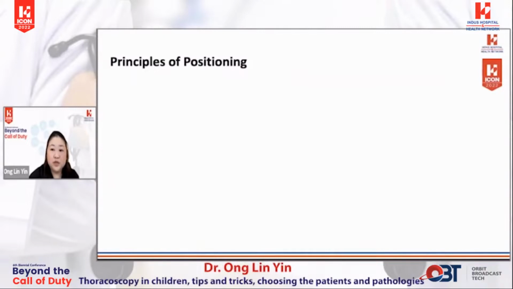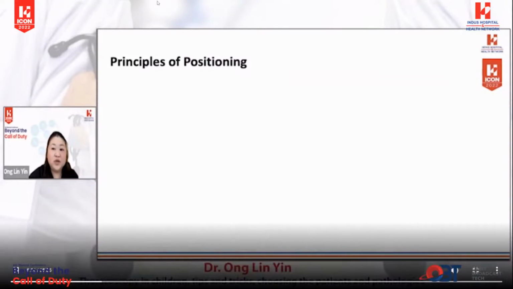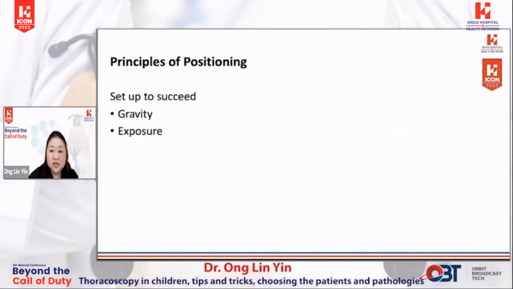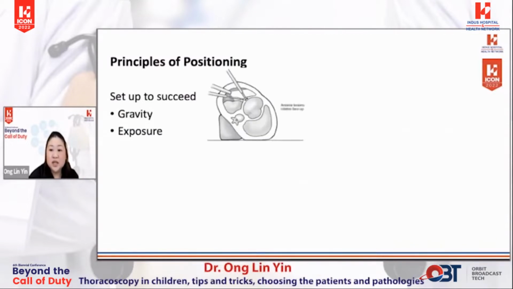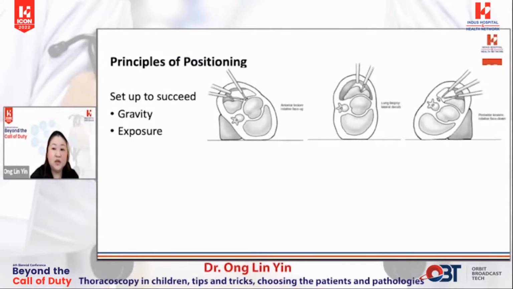The positioning for surgery will differ depending on the organ and the area of the chest that you intend to operate on. Always set yourself up to succeed and leverage on gravity to help you with the exposure. These pictures demonstrate the effect of gravity and different body positions on the position and accessibility of the intrathoracic organs. It's important to identify the area of the thorax the operation is to take place, and then position the child accordingly. The picture on the left shows an anterior lesion, such as a thymic cyst or a bronchogenic cyst.